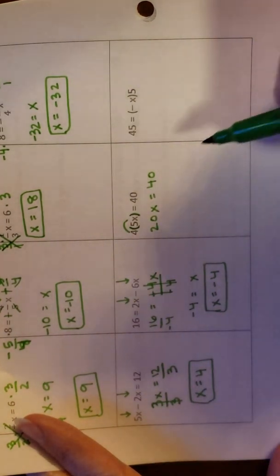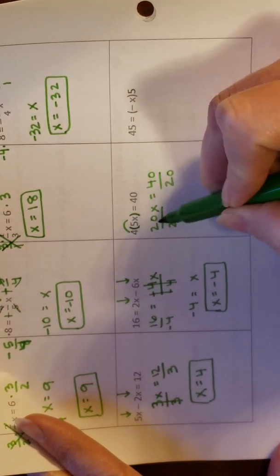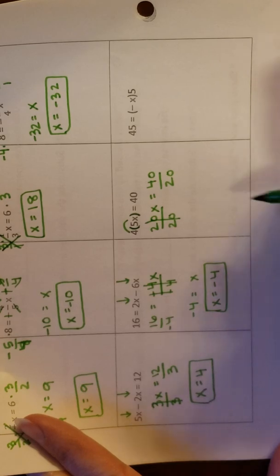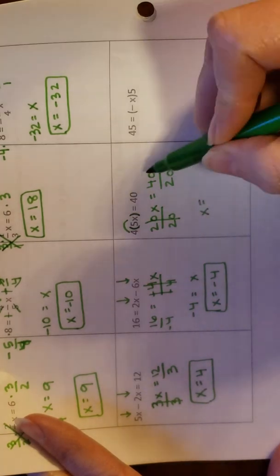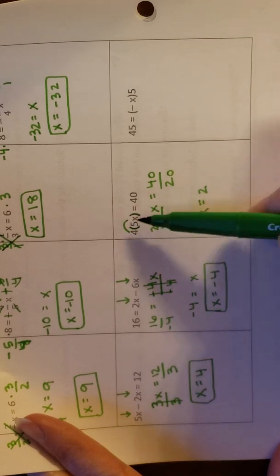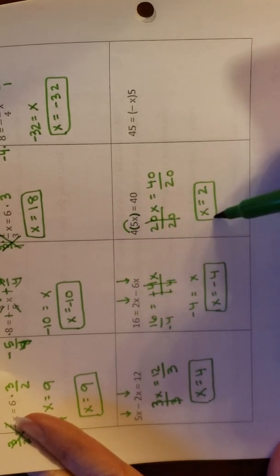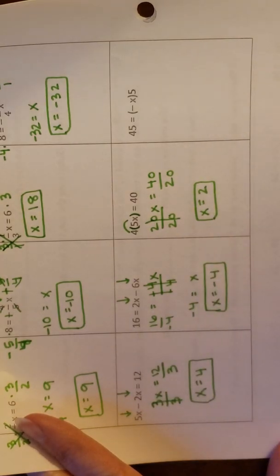And now x is being multiplied by 20. The reverse of multiplication is division. What I do on one side, I do to the other. 20 over 20 is 1, so x equals 40 over 20, which is 2. 5 times 2 is 10, times 4 is 40. So I can prove that it balances out.